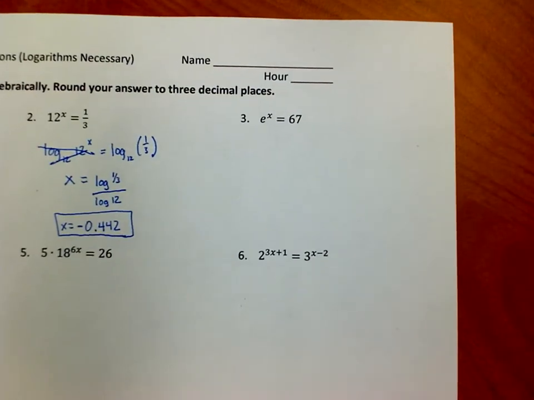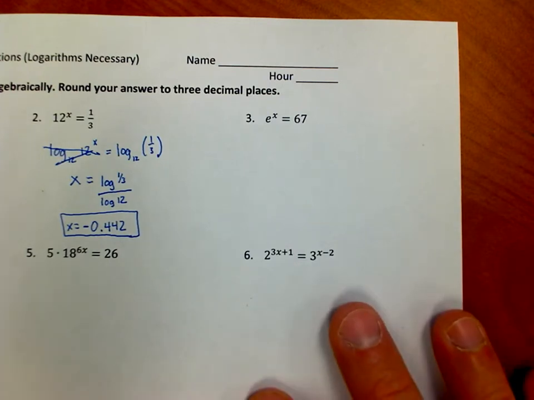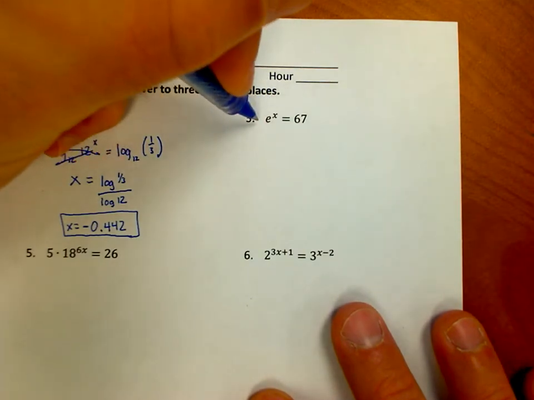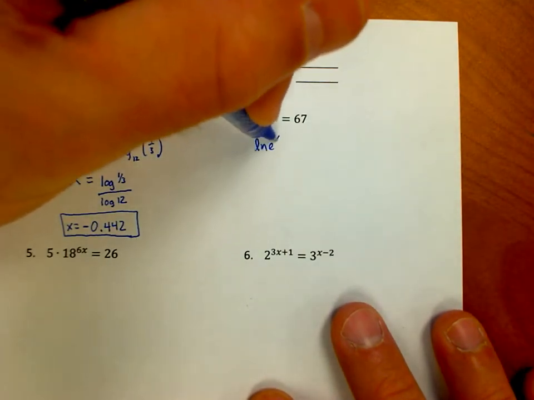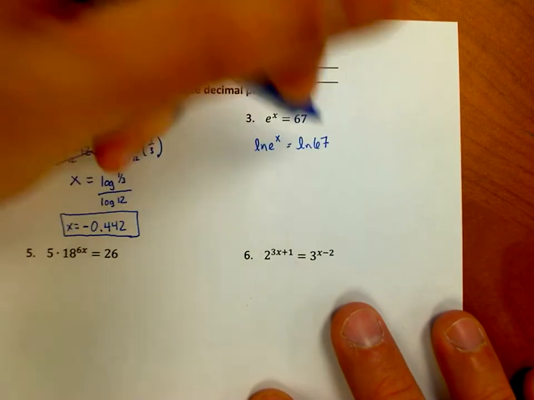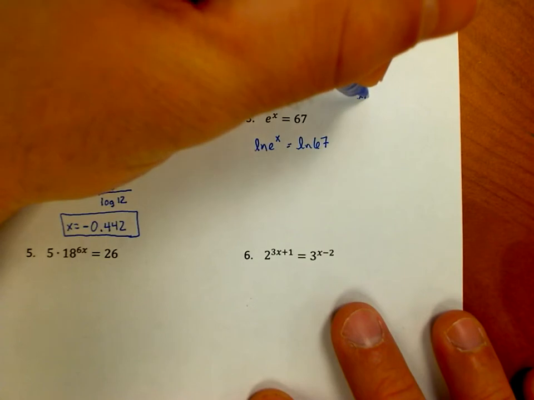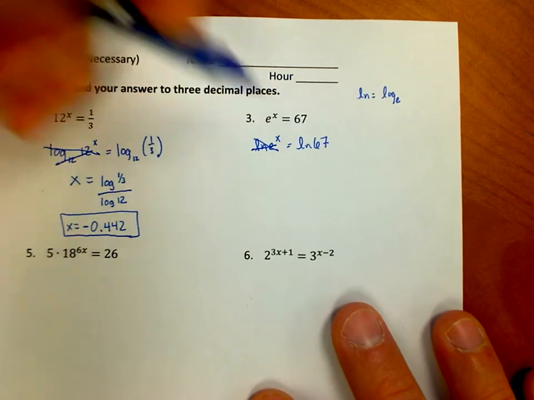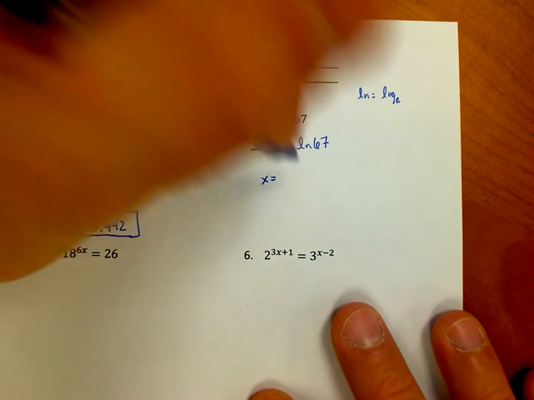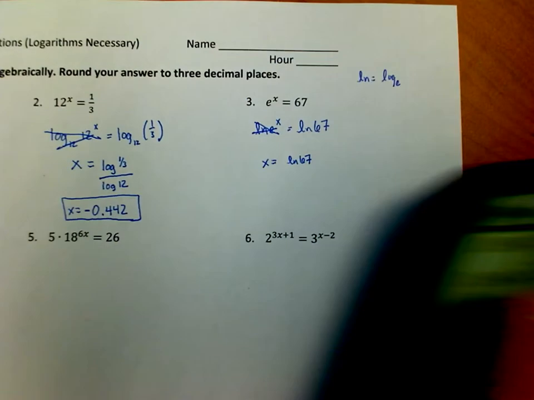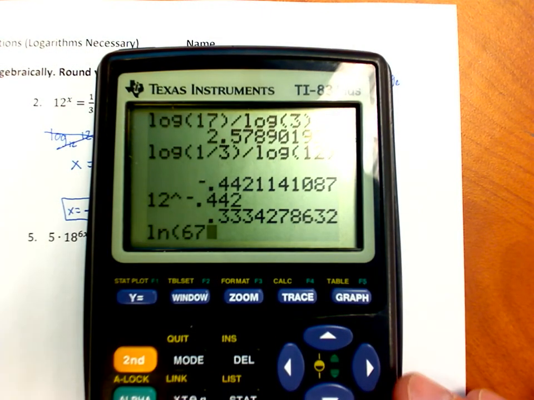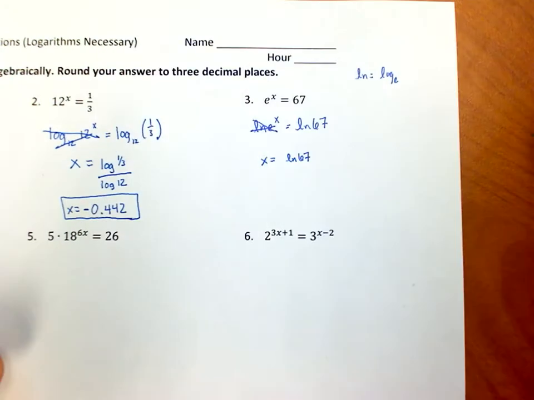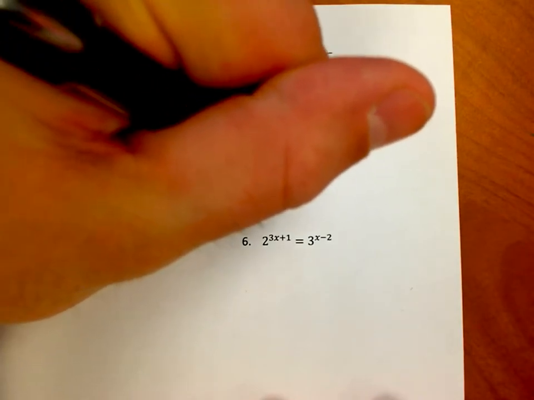Okay, what if I have e in a problem like this one? In this situation, remember that it's a log base e that I'm looking for, which is a natural log. A natural log and e work against each other perfectly, so I'm going to do natural log of both sides. Remember, natural log is the same thing as log with the base of e. Those two go away, and x is just the natural log of 67. On my calculator, that'll be pretty simple. Just type in natural log of 67, and it's 4.2046, so x is 4.205.